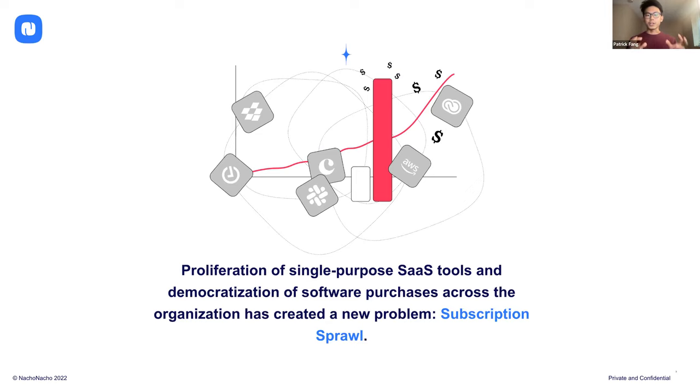So we at NachoNacho have worked with hundreds of tech-enabled businesses to help reduce unnecessary subscription expenses at this point. And we've identified 6 major points that lead to overspending on software.